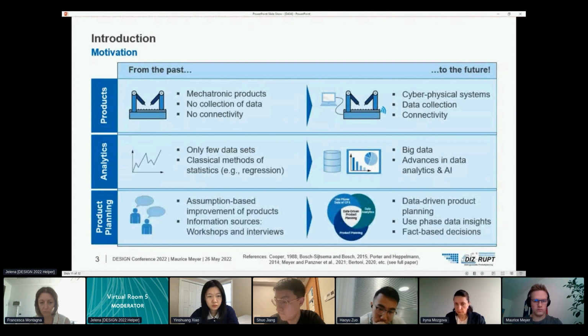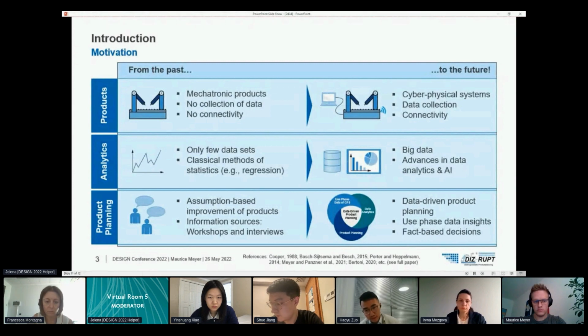Lastly, we come to the application areas, for example, product planning. In the past, this was mainly assumption-based, and assumptions were needed to improve products. The information sources were workshops and interviews with clients. Now and in the future, we're talking about data-driven product planning. So we use use phase data to generate insights about our products and to prepare fact-based decision-making.